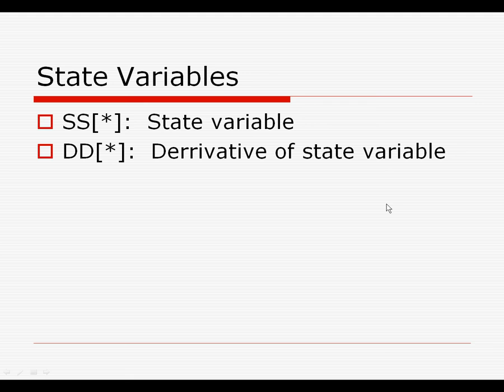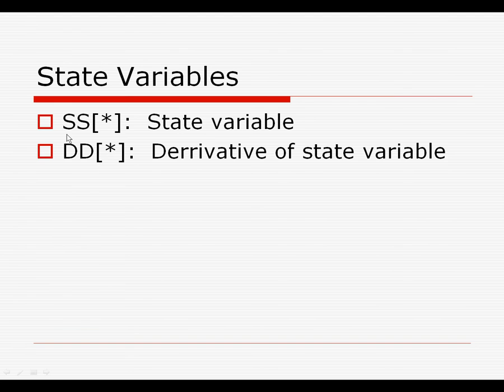In a continuous model, you have what's called state variables. Most of the model itself is reflected in these state variables, and in Awesome or SLAM, these are called SS variables. We can also represent the changes in a state variable by a derivative equation, and that's called a DD variable. In Awesome, you represent each state variable in one of these two ways, but not both.